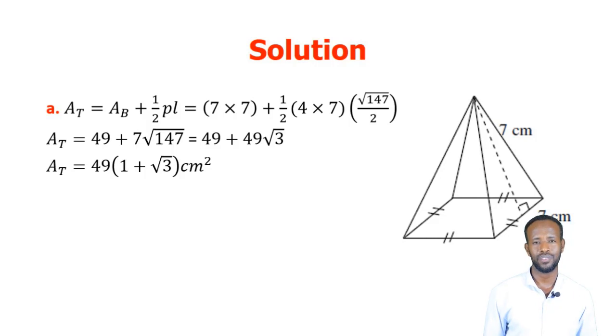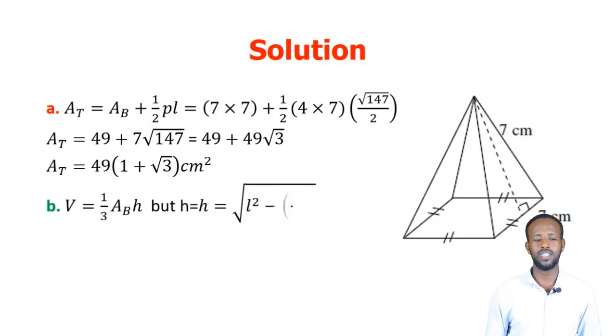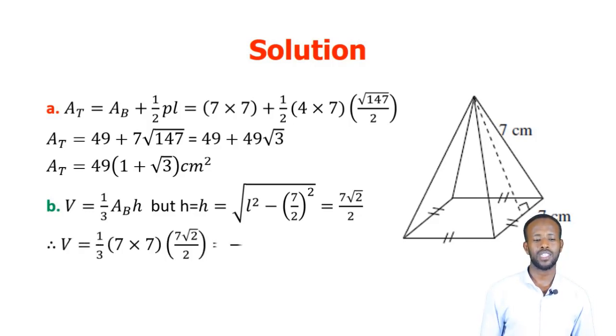Let us see the volume. The volume is so simple, but the height is very important. Do you have the height? How do you get it? Volume is equal to 1 over 3, area of the base times height. But height is equal to what? Square root of L square minus 7 over 2 square. And this we will get 7 radical 2 over 2. Now we can find easily. V is equal to 1 over 3, 7 times 7, 7 radical 2 over 2. And this will become 343 radical 2 over 6 centimeter cubic.